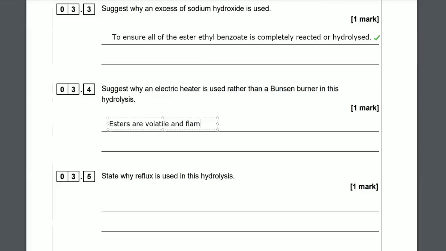Suggest why an electric heater is used rather than a Bunsen burner. Think about a Bunsen burner: it's got a big flame coming off it. Esters, like ethyl benzoate, are flammable and volatile, which means they vaporize. At room temperature you're going to get some vapor coming off, and that vapor would catch fire if it touched a naked Bunsen burner flame. An electric heater also heats in a more even manner around the bottom of a round bottom flask.